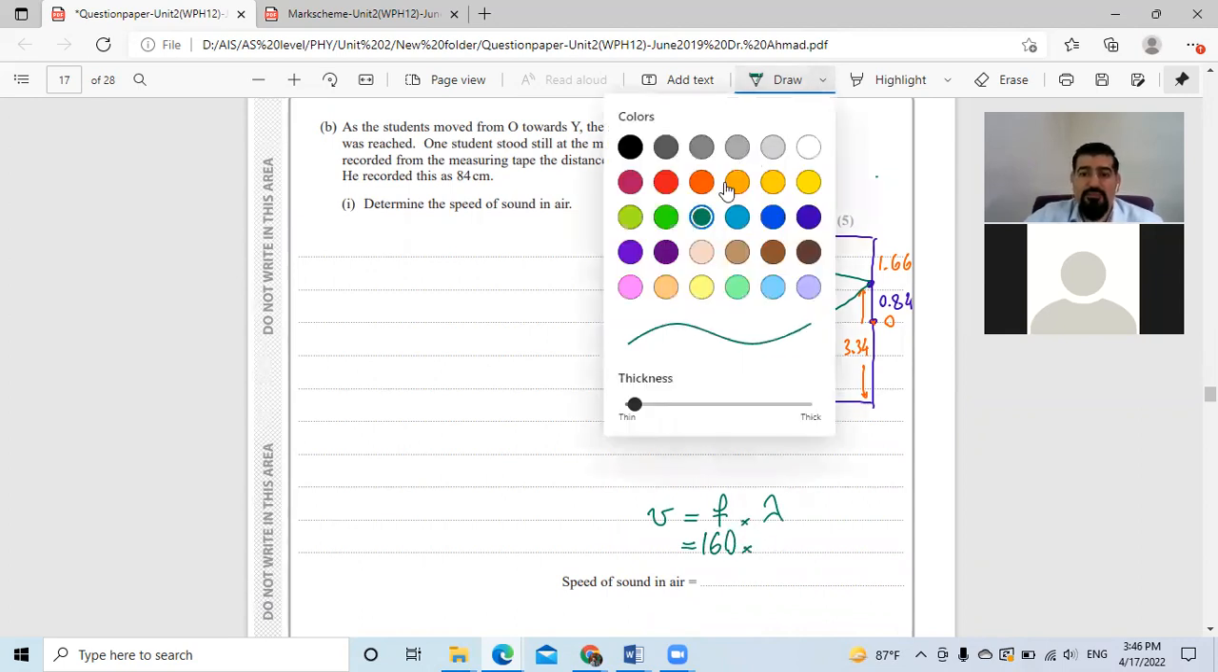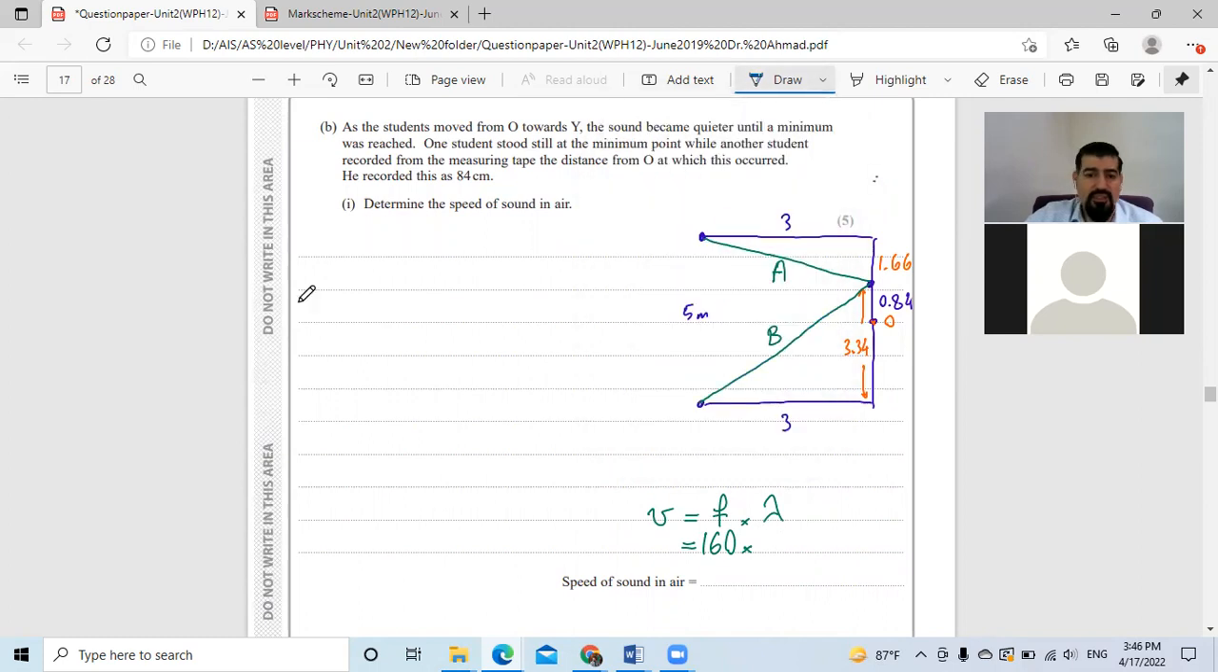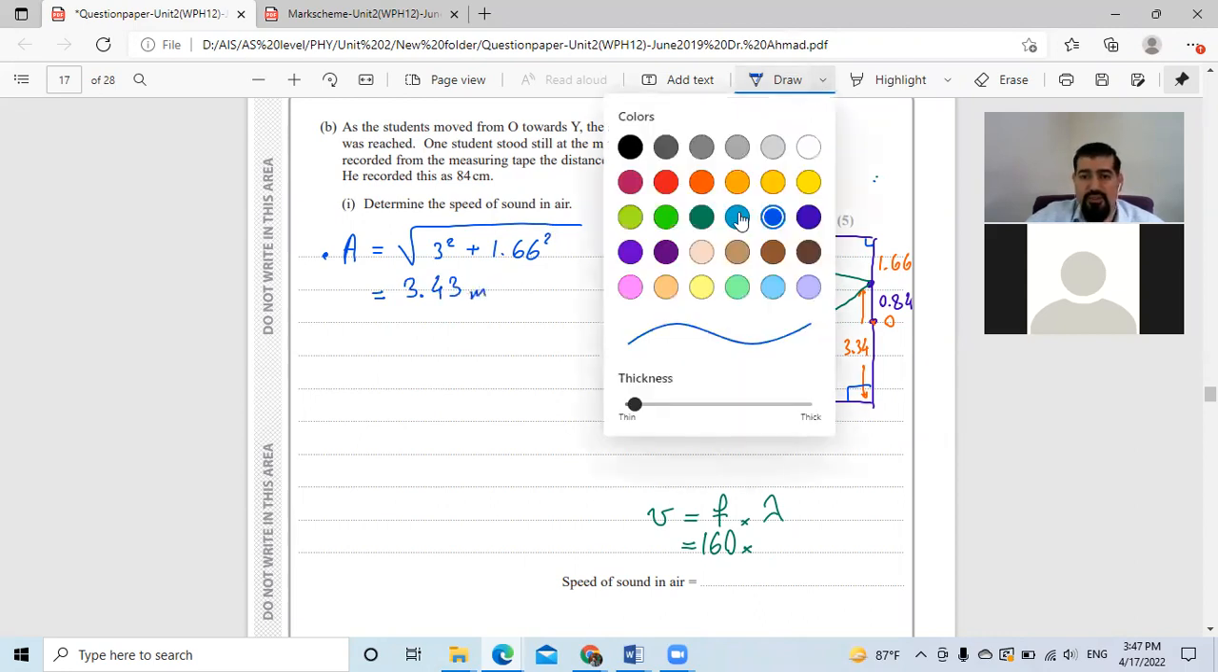So first of all, I have to know the path difference, how much the path of A is. And we know that A equals the square root of this. We have a right angle triangle here, of 3 squared plus 1.66 squared under the square root, which will be 3.43. Yes, thank you, Shabab. That's for path A.